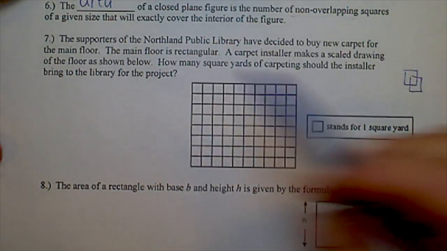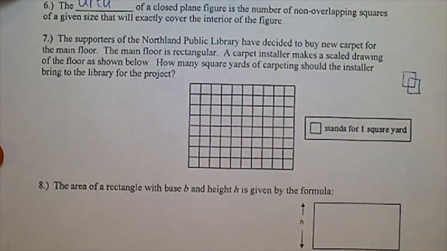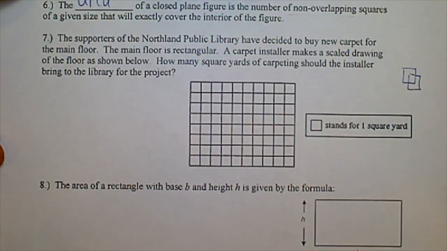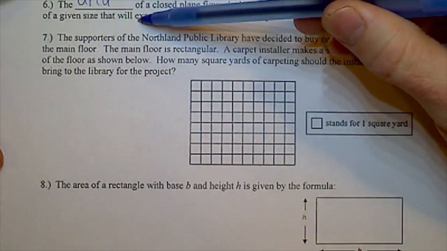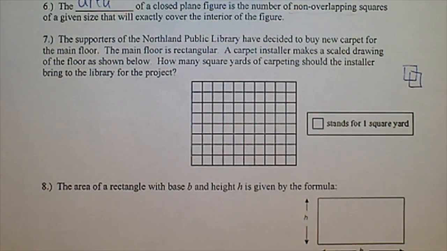They're a given size. As we jump down to number 7, one of these squares is going to represent a square yard. Might be a square inch, square meter, depending on the scenario, and exactly covers the interior of the figure. So how many of these squares fit into that figure, right? That's what we're counting with area. How many squares of this given size will fit into this figure? Best way to look at this definition, let's do an example with it.